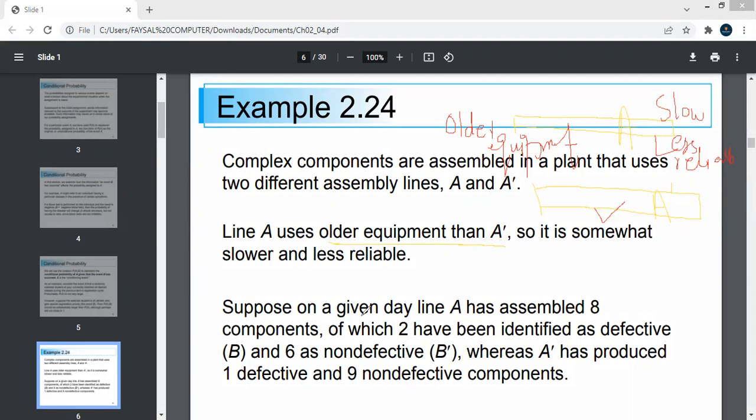So suppose on a given day, line A has assembled 8 components. Now, line A assembled 8, of which 2 have been identified as defective. Line A has assembled how much? It has assembled 8, out of which 2 have been identified as defective and 6 as non-defective. So it will be 2 as defective, which is known as B, and 6 non-defective, so it will be 6 B dash.